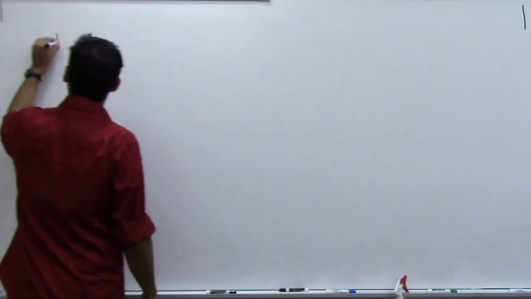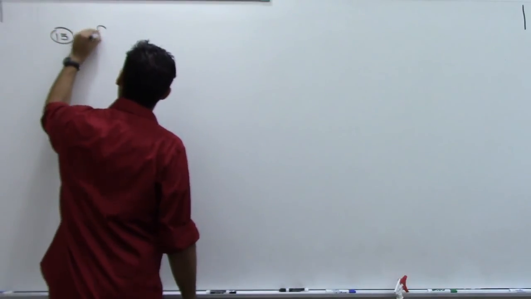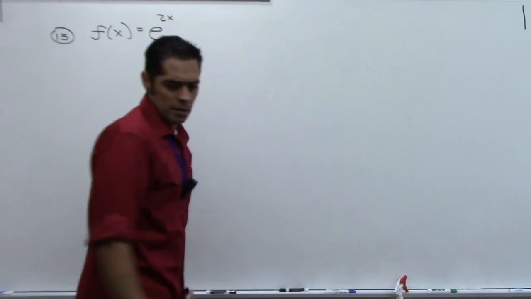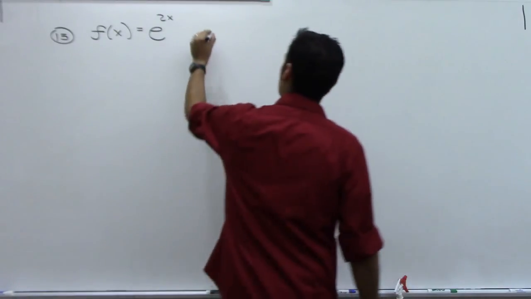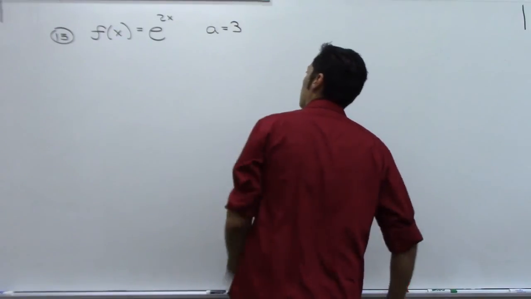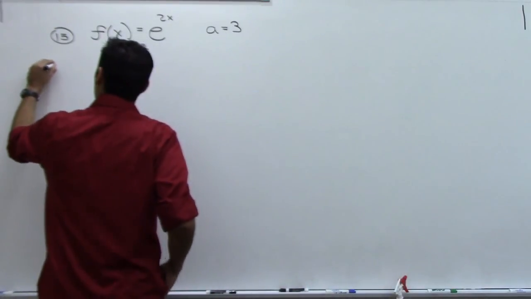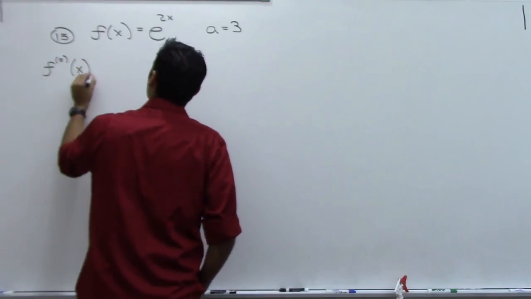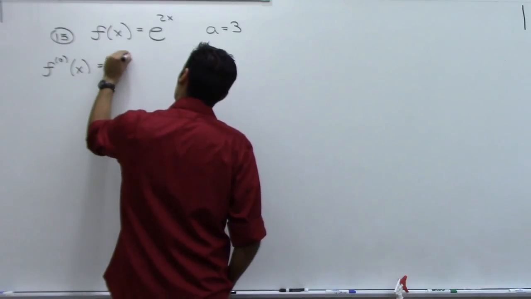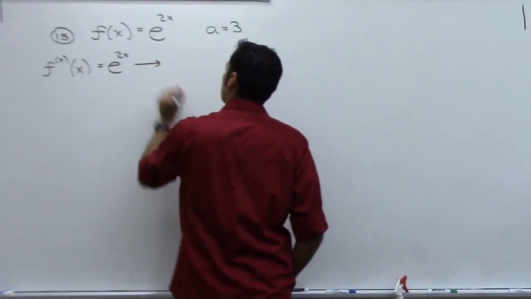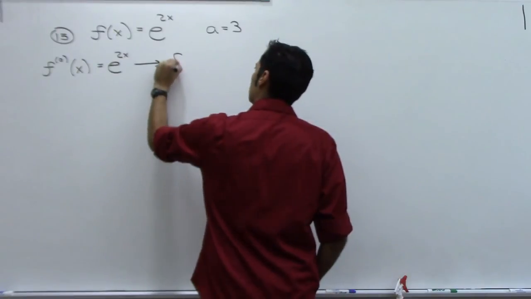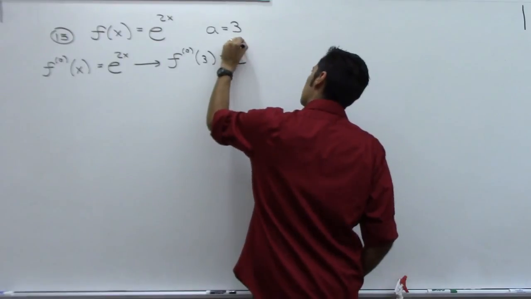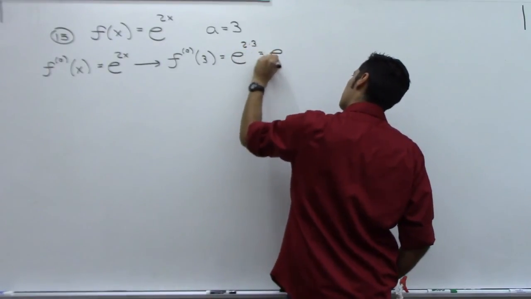15. I'm pretty sure I'm doing 15 in class. f of x equals e to the 2x. We're going to do that about a is 3. All right, let's start doing derivatives. So the 0th derivative of this function is itself. And if I plug in this 3, I get e to the 2 times 3, which is e to the 6.